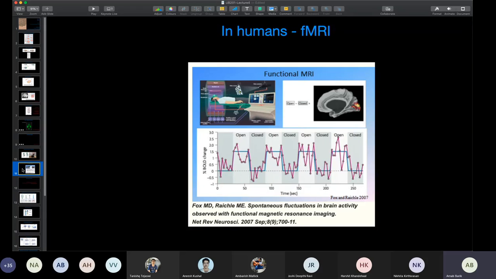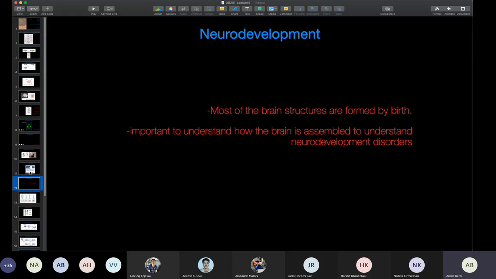And they're asking the subjects to do a task. In this case, they're recording from the visual cortex, and they can see the signal goes up when the subject opens their eye versus the closed eye. Closing the eye means the signal goes down, opening the eye means the signal goes up. So that is basically the structural plan of the nervous system, and then we'll move a little bit to neurodevelopment.